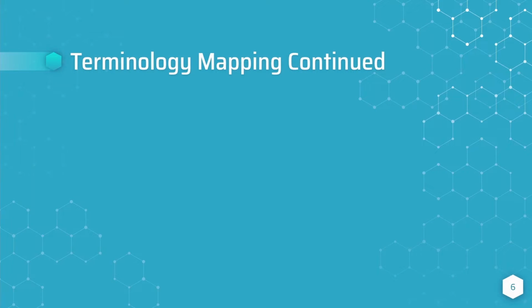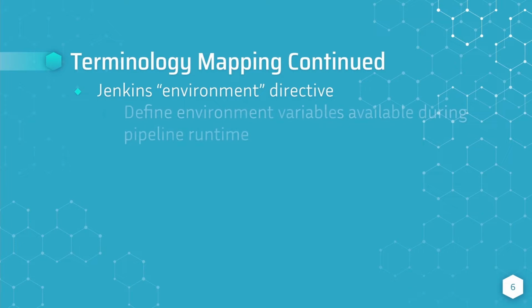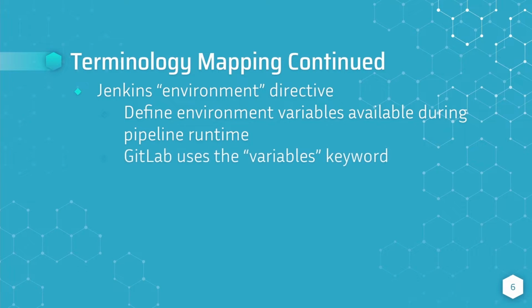There are two important Jenkins directives which you have likely used in the past. The first is the environment directive. This Jenkins directive will allow you to define environment variables that will be available during pipeline runtime. The variables keyword in GitLab provides equivalent functionality as the Jenkins environment directive.